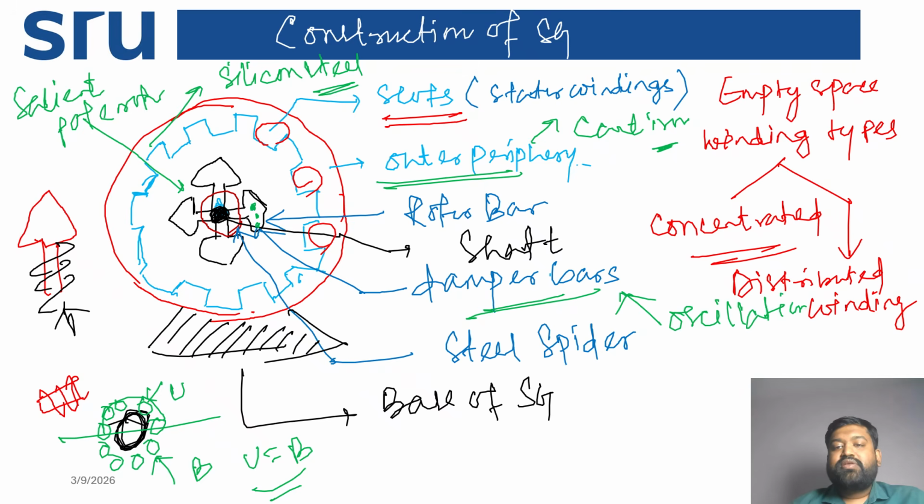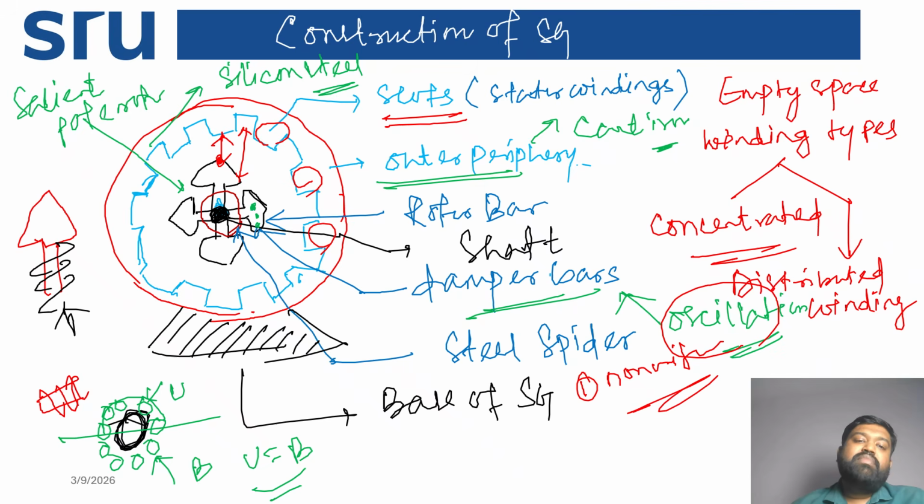Oscillation means disturbances. Can you say why the oscillations are created? There are two factors. If you see the rotor, the tip, and the air gap between these two, the air gap is different. That means due to the non-uniform air gap, the oscillations will occur.